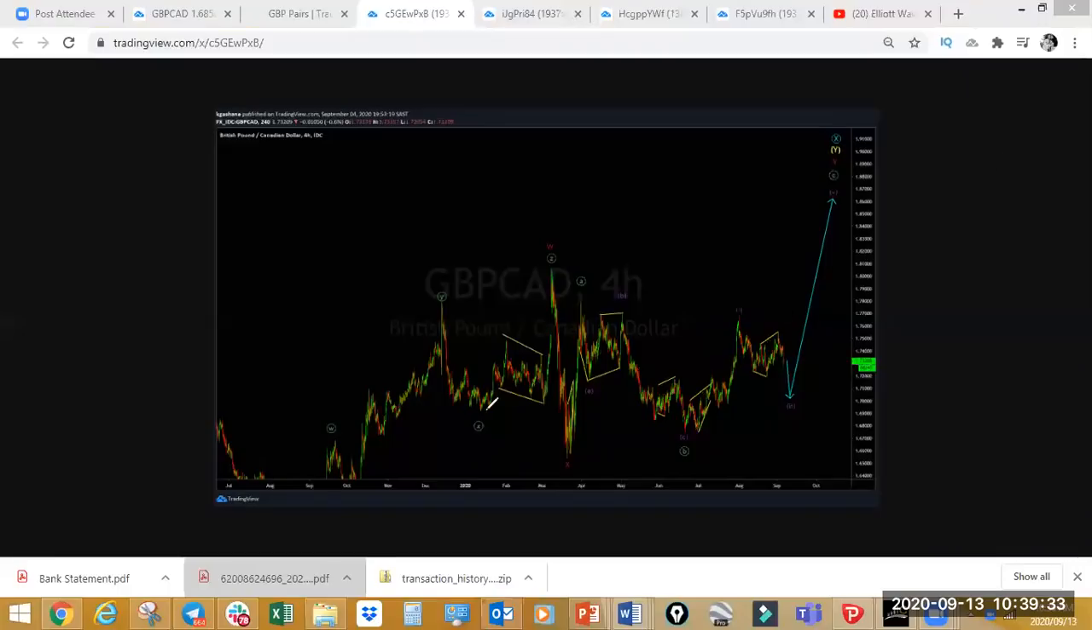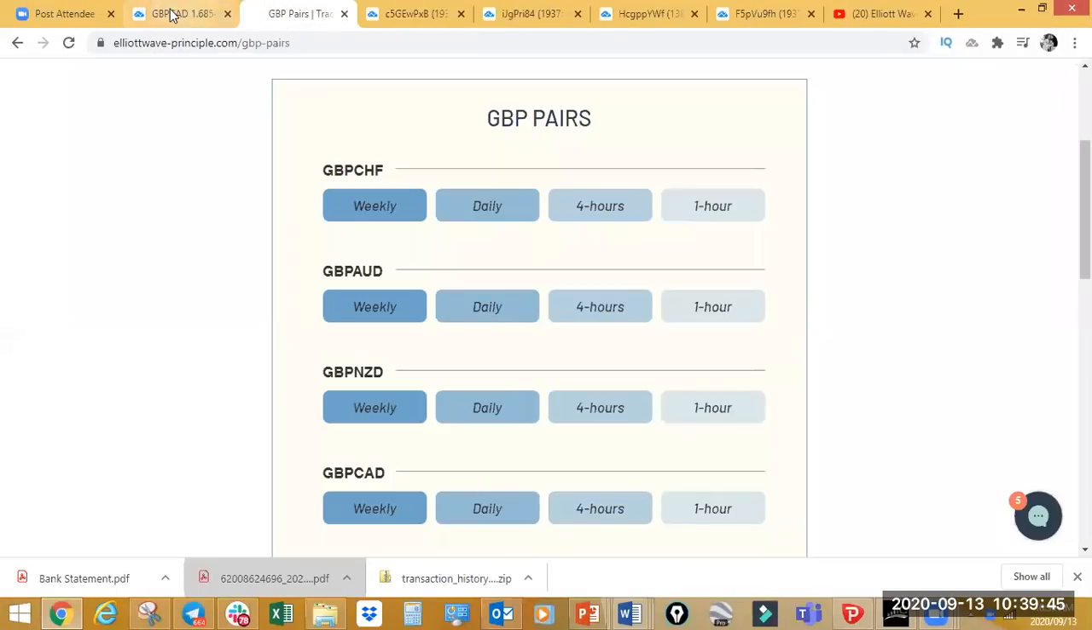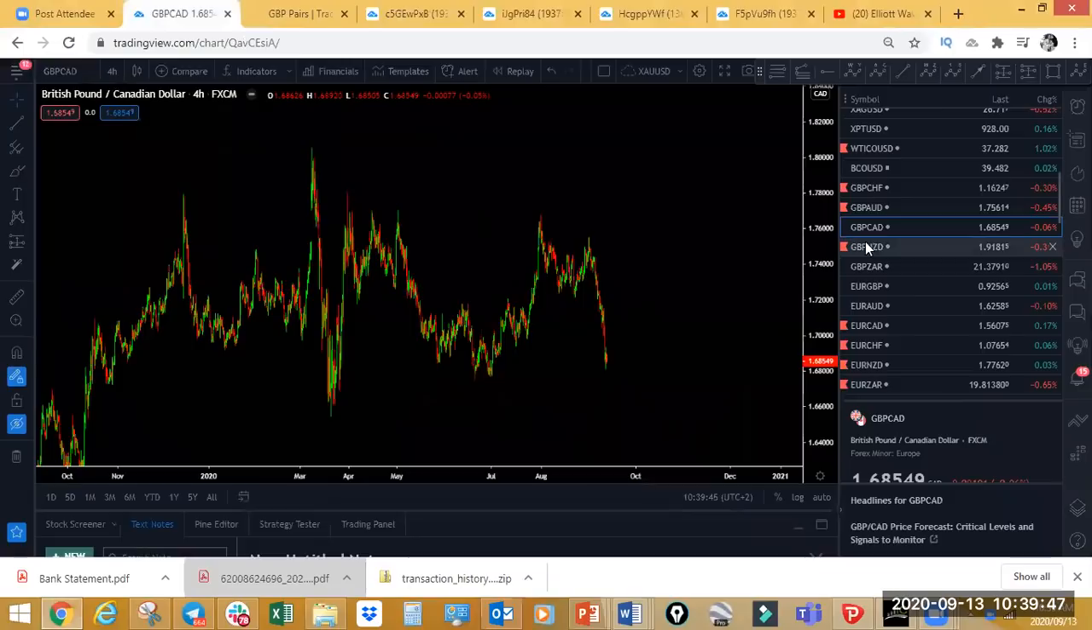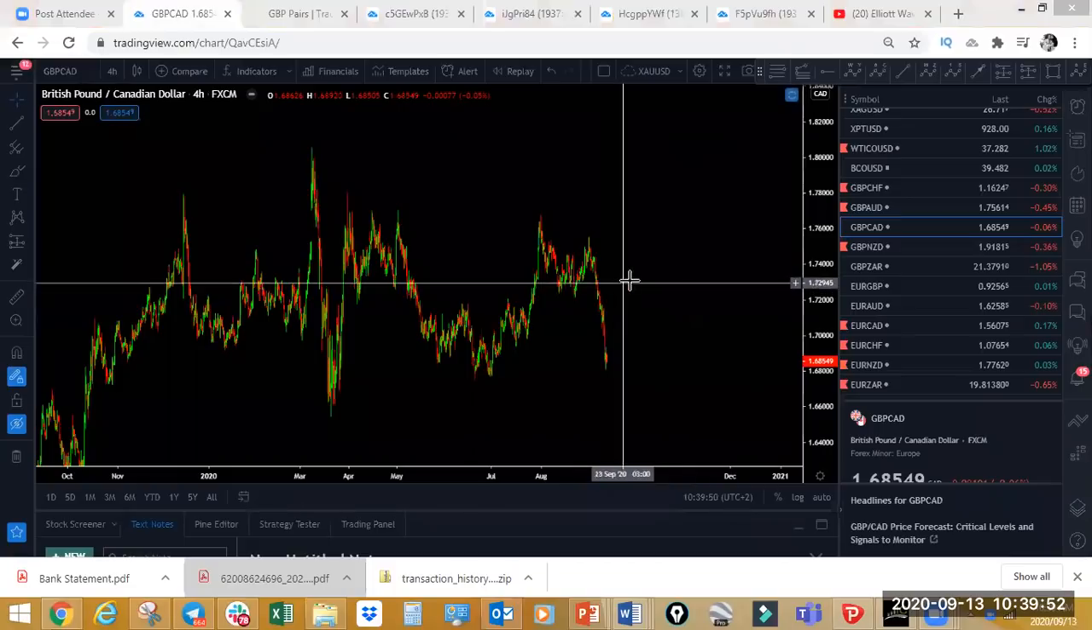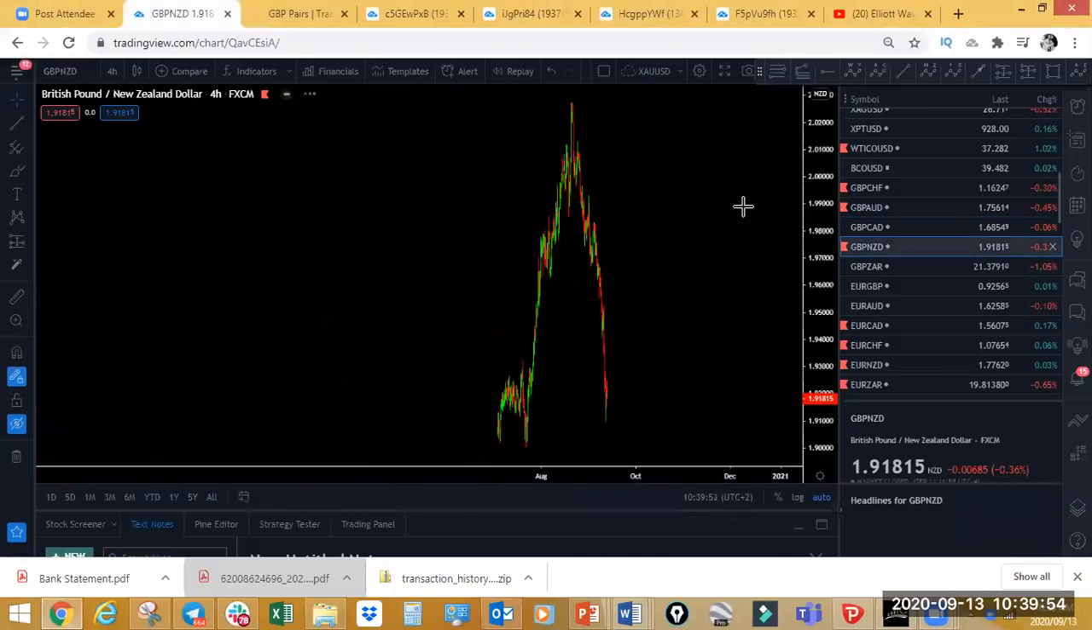So what I'm trying to show you here, I'm showing you all the structures to show that we don't always forecast 100%, but how do you manage your money when you are not correct? So that's why you need proper risk management, and you need the indicator to confirm your wave counts. Right, so that is pound CAD.